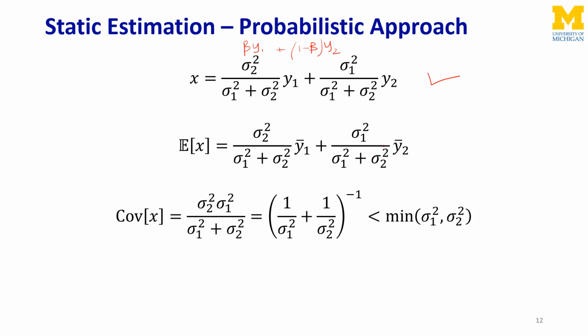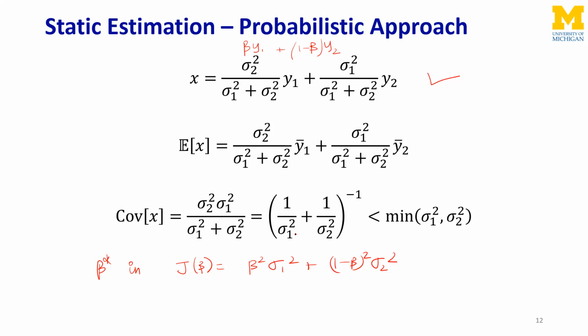And the minimized covariance is given by this expression. You can obtain this by substituting beta star in J of beta, which I think was beta squared sigma 1 squared plus 1 minus beta squared sigma 2 squared. And when you substitute beta star in this expression, you end up with this expression. And if you look at this closely, you find that this is actually the inverse of the sum of inverses, which is called the harmonic mean.